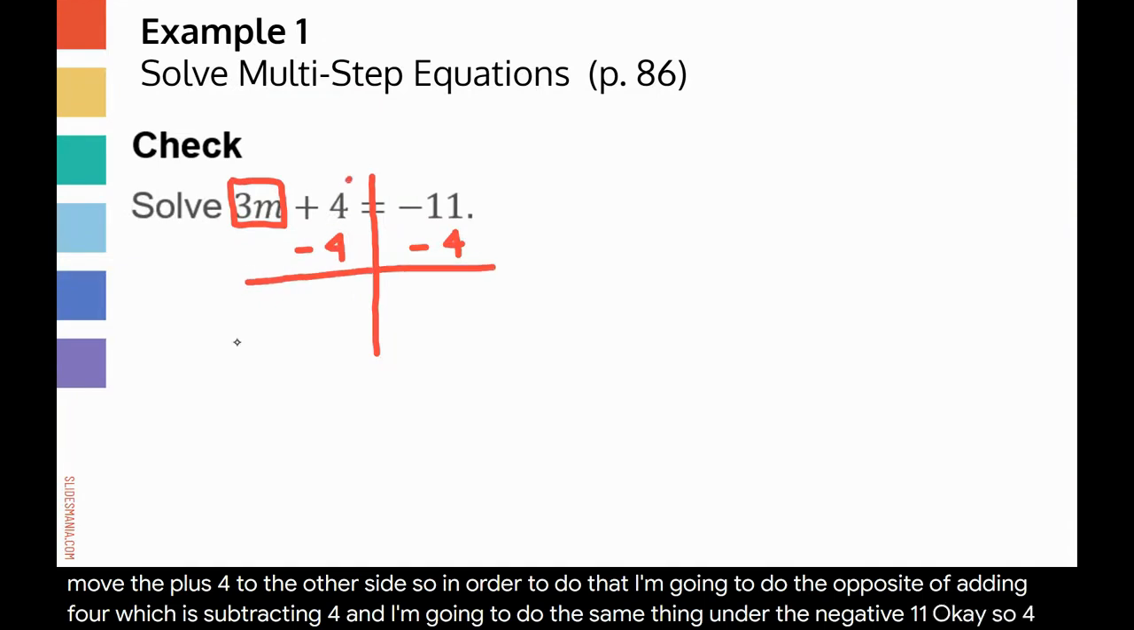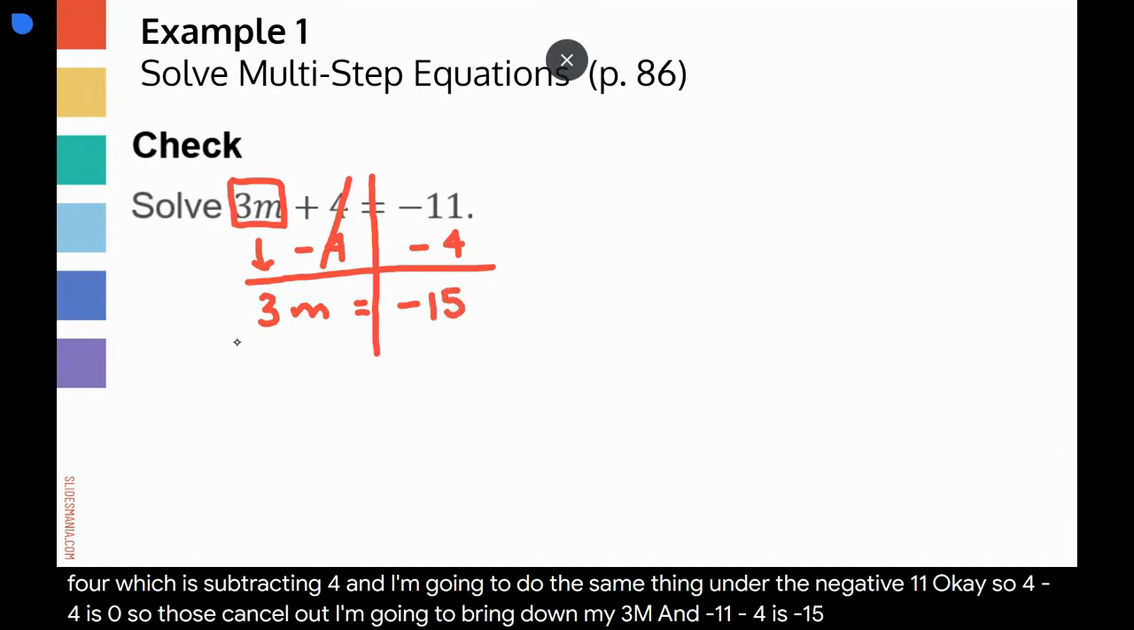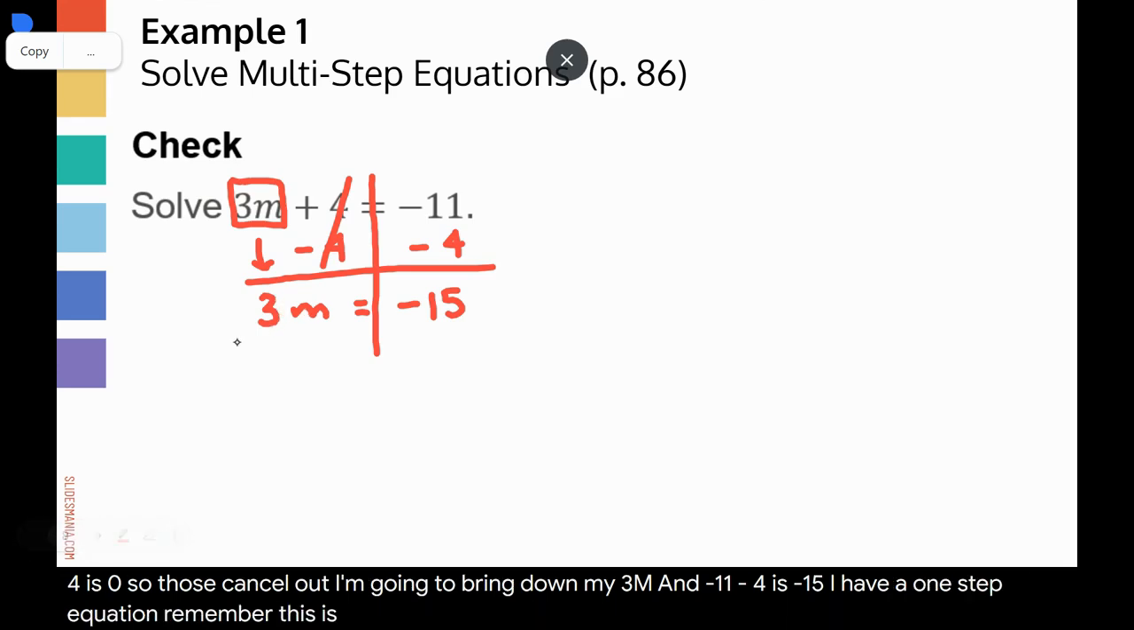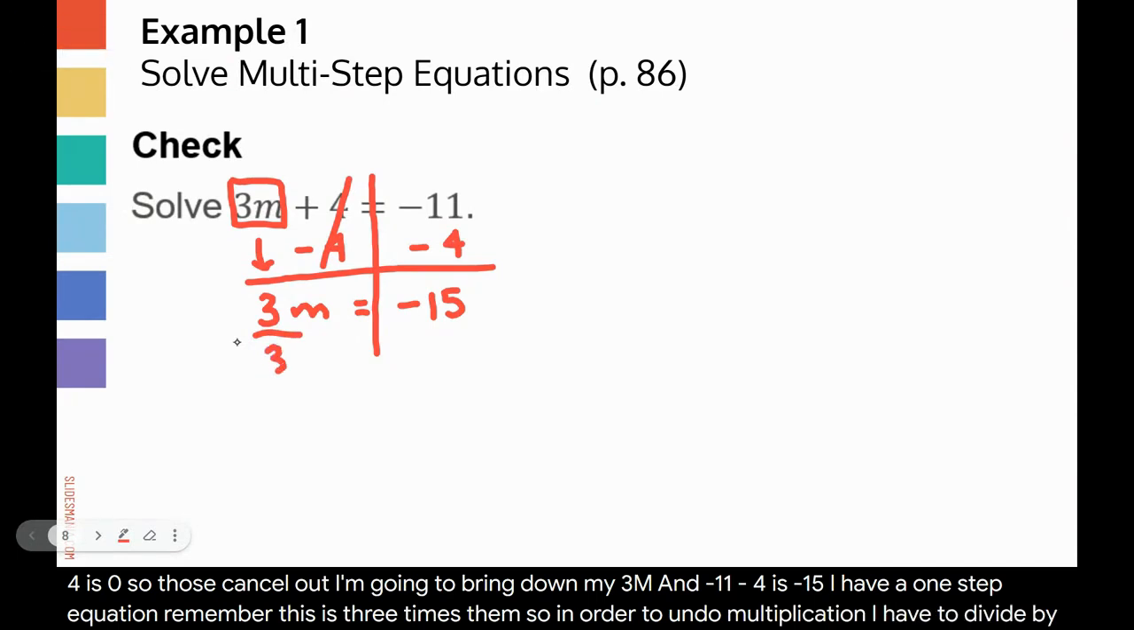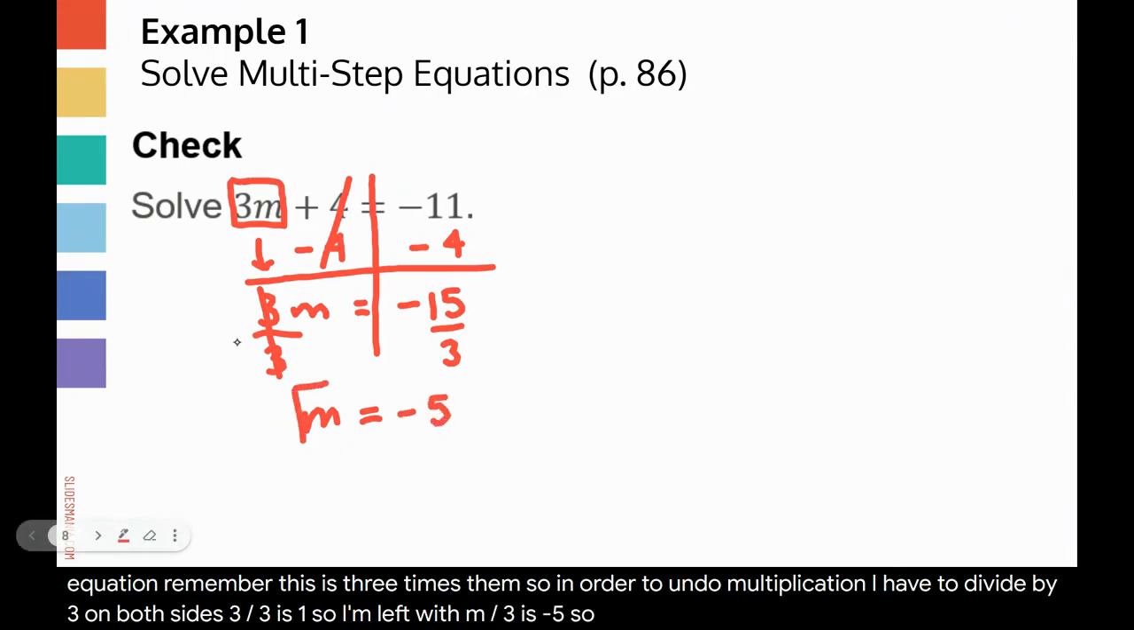Okay, so 4 minus 4 is 0, so those cancel out. I'm going to bring down my 3m, and then negative 11 minus 4 is negative 15. And now I have a one-step equation. Remember, this is 3 times m. So in order to undo multiplication, I have to divide by 3 on both sides. 3 divided by 3 is 1, so I'm left with m. Negative 15 divided by 3 is negative 5. So m equals negative 5.